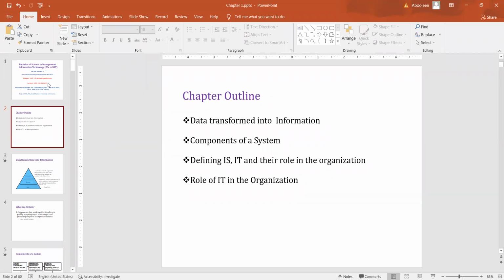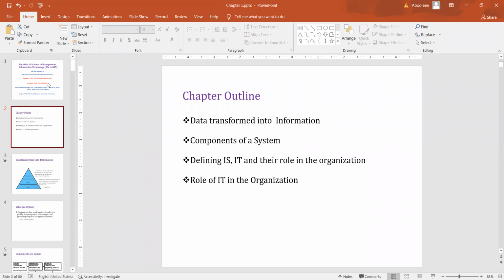We will begin with how data is transformed into information, the relationship between data and information. After that, components of a system. And after that, we will define information system, information technology, and their role in the organizations. We will discuss the role of IT in the organization.